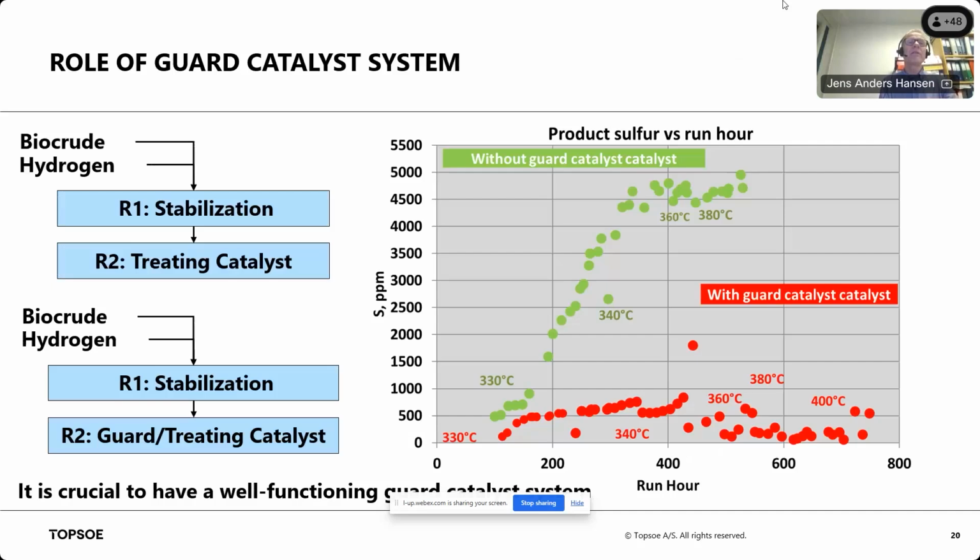And even when we increased the temperature, we saw a drop in sulfur content in the product, but you could see that the sulfur content was far higher than what we wanted it to be. And normally we can test without guard catalyst when it comes to fossil applications, but here it was very crucial to use a guard catalyst. So in the next test, we installed a guard catalyst on top of the treating catalyst in the second reactor, and you can see now with the red dots here that it was much easier to remove the sulfur because the catalyst was not deactivated by contaminants.